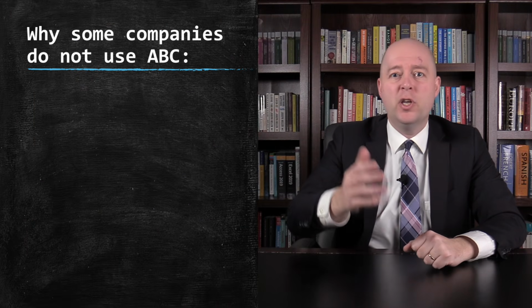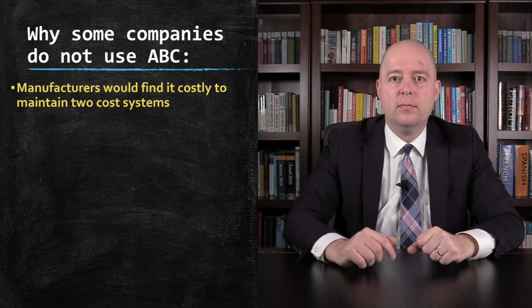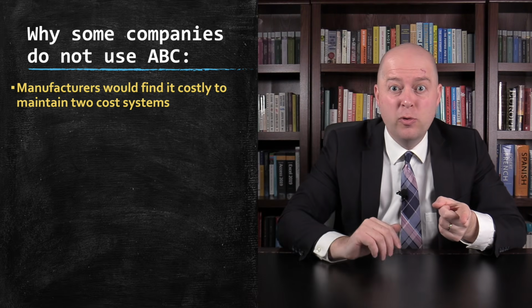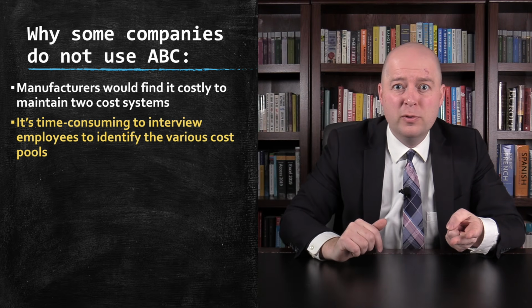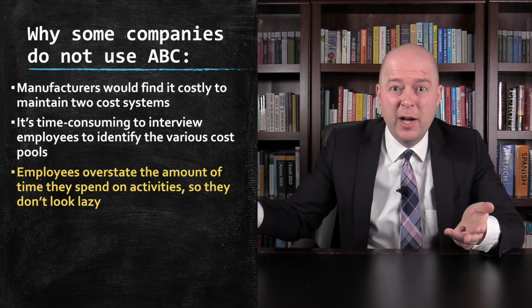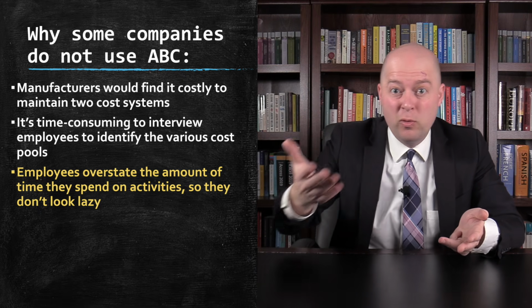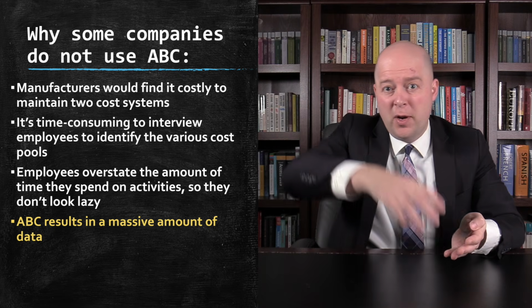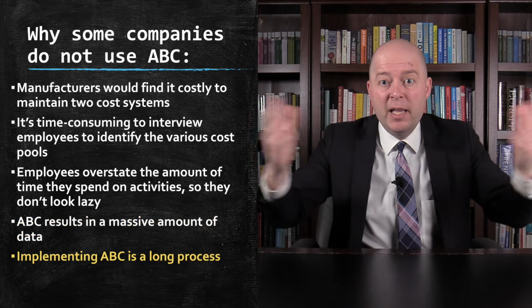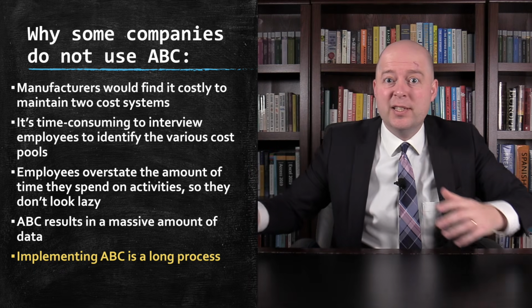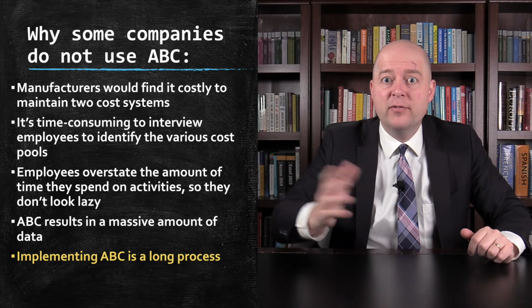Now, there are many reasons a company might choose not to use ABC. Manufacturers find it costly to maintain 2 cost systems. It's time-consuming to interview employees to identify the various cost pools. Employees might overstate the amount of time they spend on various activities so they don't look lazy. ABC results in a massive amount of data that takes time to analyze. And that's if you even manage to implement ABC, which could be an arduous process that takes years, particularly if you have some employees resisting the new system. Thus, even though ABC results in the most accurate cost figures, some executives don't think it's worth the hassle.